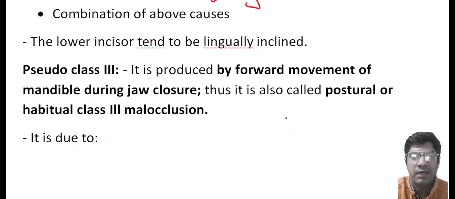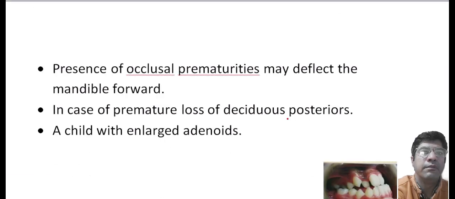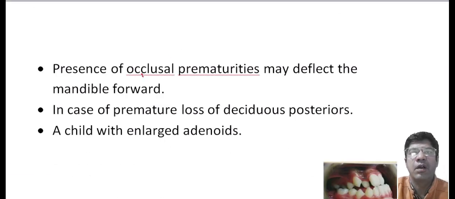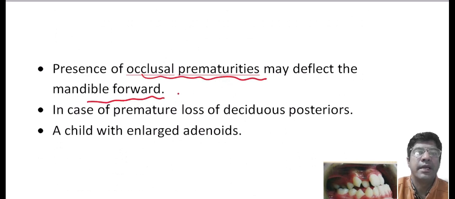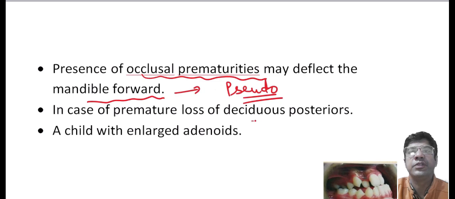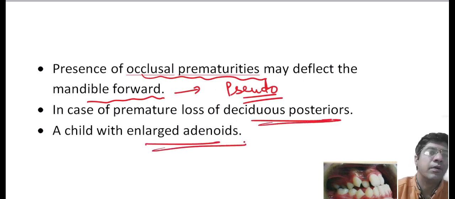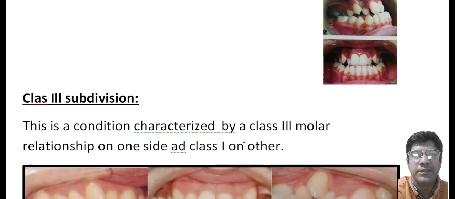Whereas pseudo class 3, false or postural class 3, is produced by the forward positioning movement of the mandible during jaw closure. That is why it is known as false, pseudo, postural or habitual class 3 malocclusion. It can be due to the presence of occlusal prematurity that may deflect the mandible forward and give rise to pseudo class 3, in case of premature loss of deciduous posterior teeth, and in a child with large enlarged adenoids.